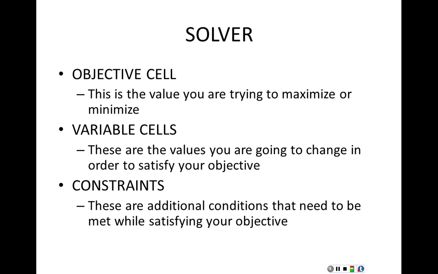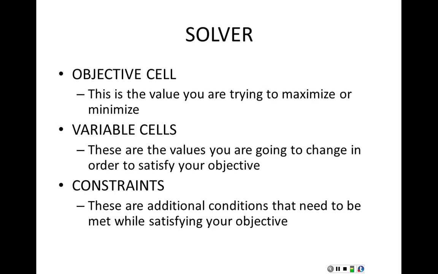So in Solver, there are basically 3 things that we're going to need to do. The first thing is we're going to set up the objective cell. The objective cell is the value that you are trying to maximize or minimize. So in this Coca-Cola example, we're trying to minimize the total distances. Typically, if you have an efficiency problem or a cost problem, you're trying to minimize cost or minimize resources consumed. If you're talking about revenue, then typically you're trying to maximize.